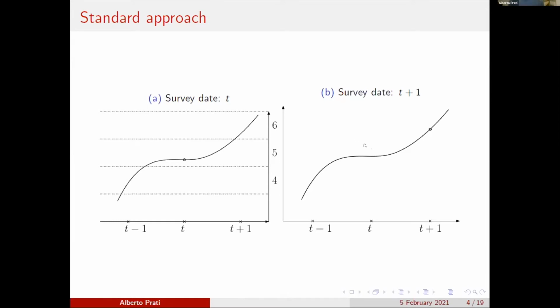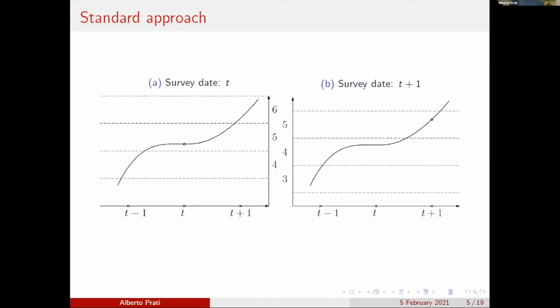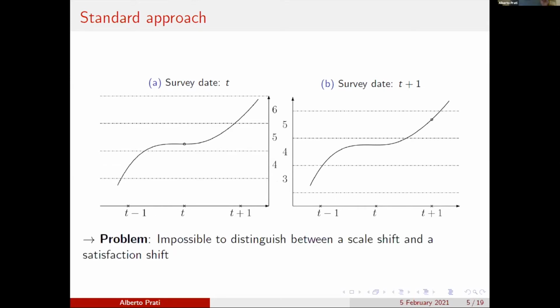The usual way to answer this question is to ask the respondent to map this latent satisfaction into a numerical scale. But a fascinating feature of the scale is that it could shift over time. A problematic feature is that for any shift that we assess, it's impossible to distinguish if it's coming from a latent shift in satisfaction or a shift in the scale.